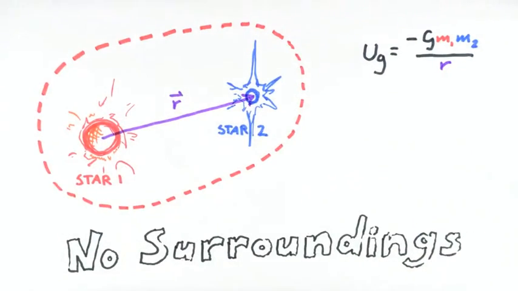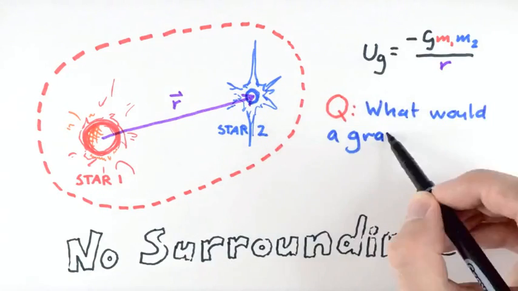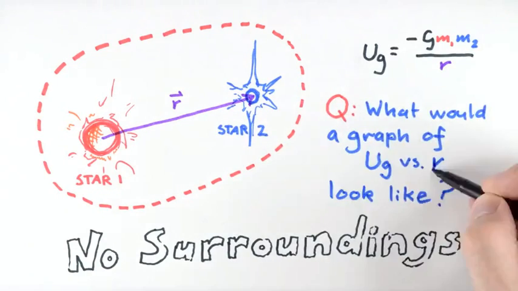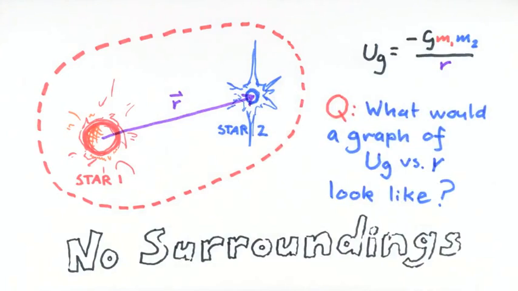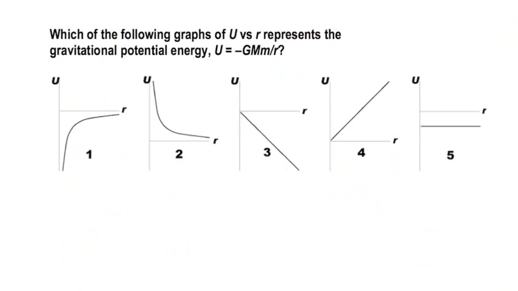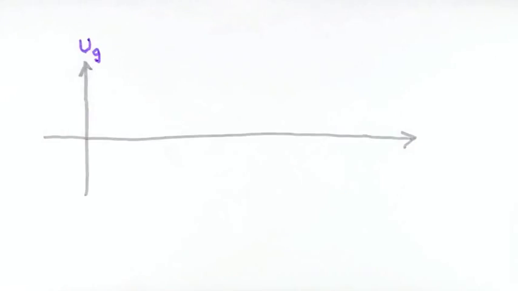Let's start with the multiparticle system shown with two particles interacting gravitationally with no interactions with the surroundings. Here's a warm-up question. What would the graph of the gravitational potential energy as a function of separation distance r look like? Here's what u sub g looks like, correctly plotted as a function of r.